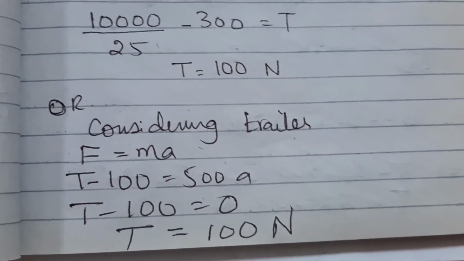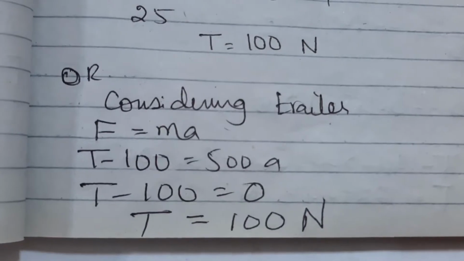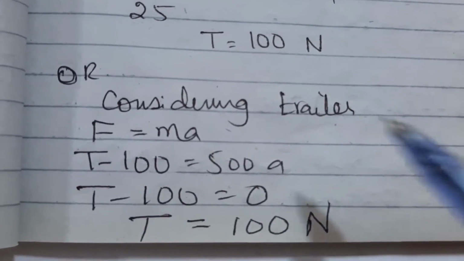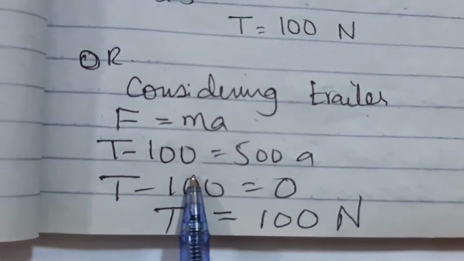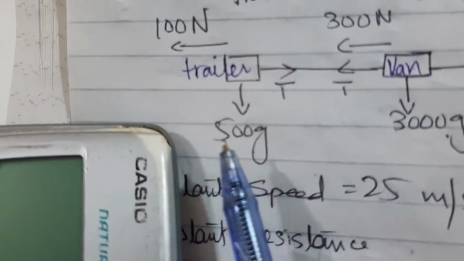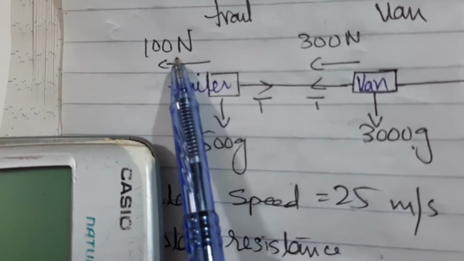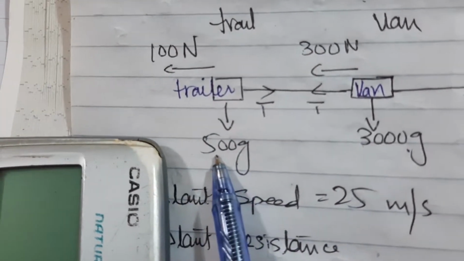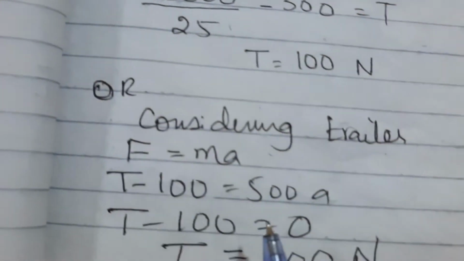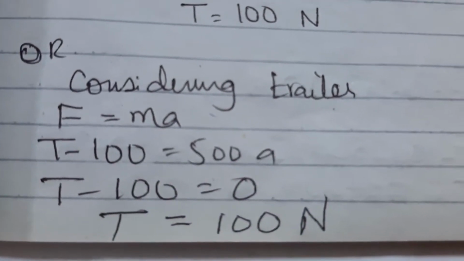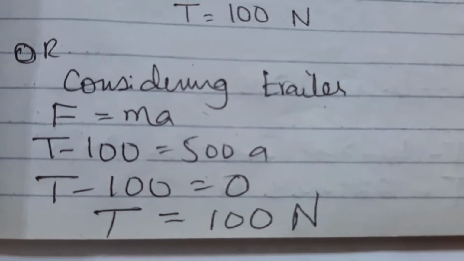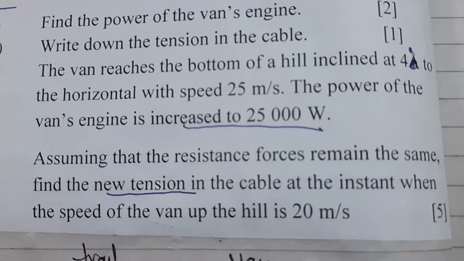Here, by considering the trailer, F is equal to, by Newton's law, T minus 100. Now let me show you here. I'm doing this: T minus 100 is equal to ma, right? Acceleration is 0, so I got T as 100. So let's see what is the third and the last part of the question.